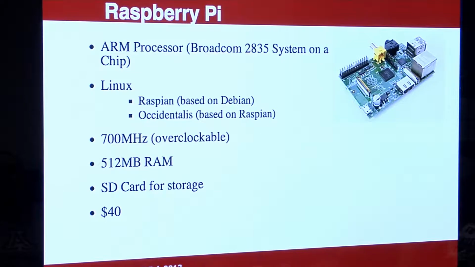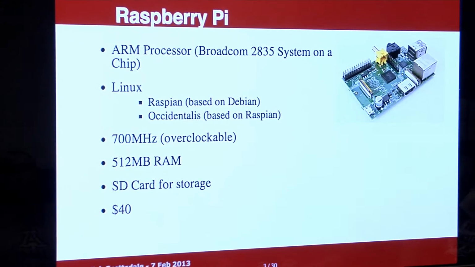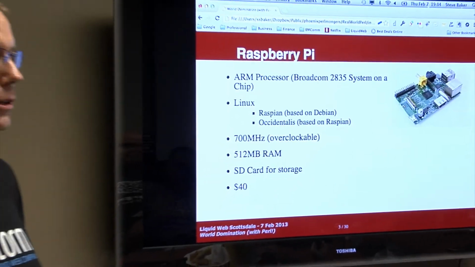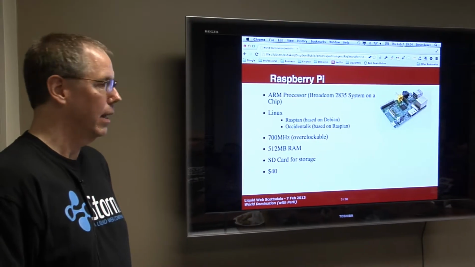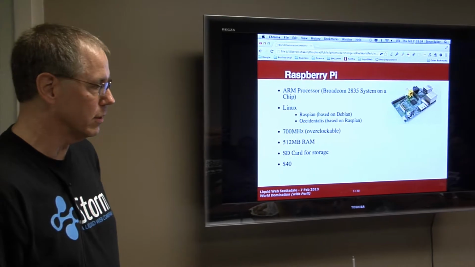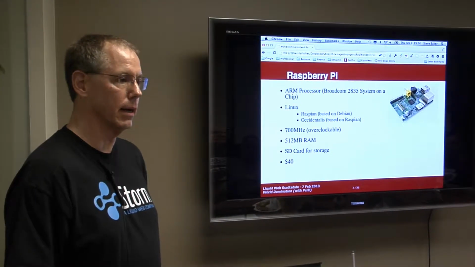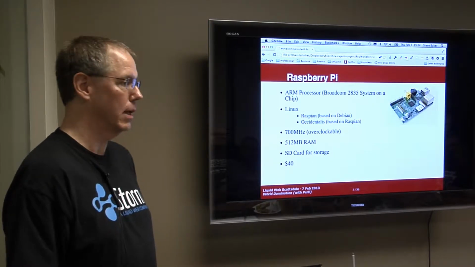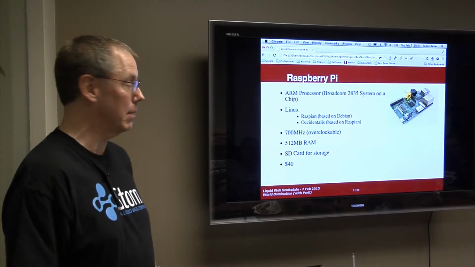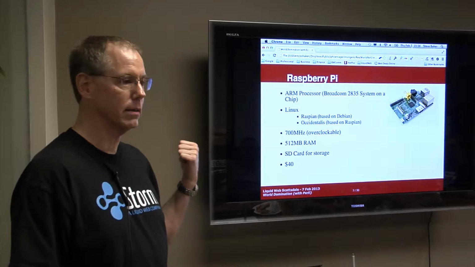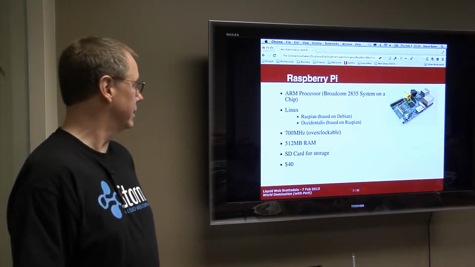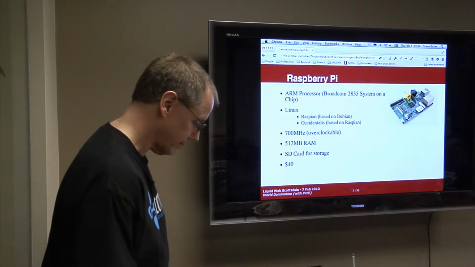You can overclock it if you really want to. Has 512 megabytes of RAM if you got one recently. Mine only has 256 megabytes. Uses a SD card for storage, no hard drive, although once you boot it off the SD card, you can plug in a hard drive through the USB ports, and it costs 40 bucks. When I made this slide, it cost 35 bucks. But I checked the price today and it was 40.